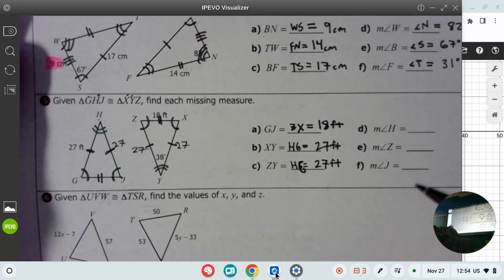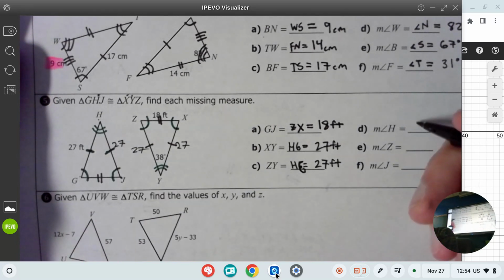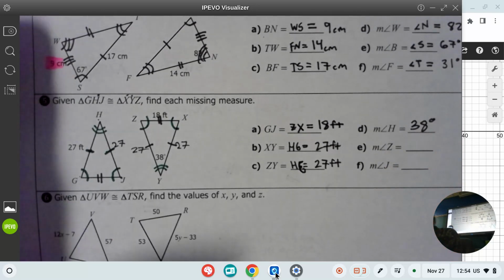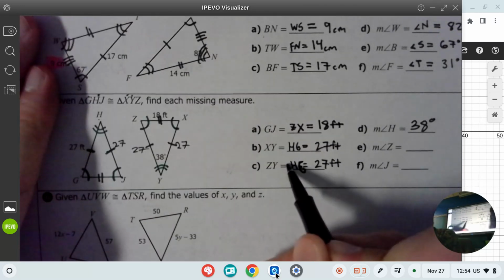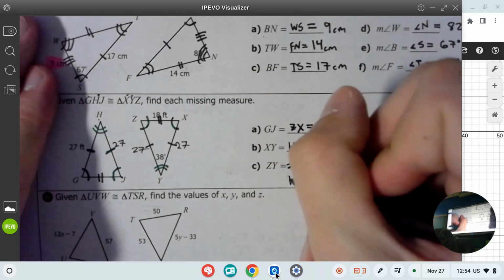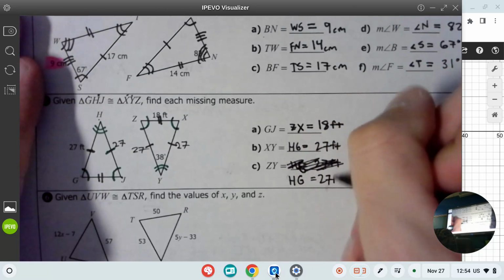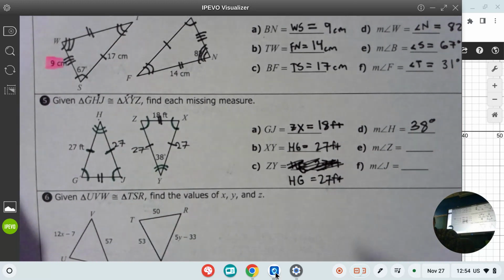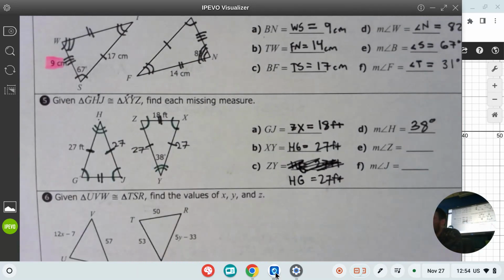When it comes to angles here, angle H is the double. Well, that one's going to be 38. Question. What's up? For ZY, what does that say? I know, it's horrible. It says HG, which is 27. Right, because ZY is one of these side ones, and so I look at the side one there, HG.